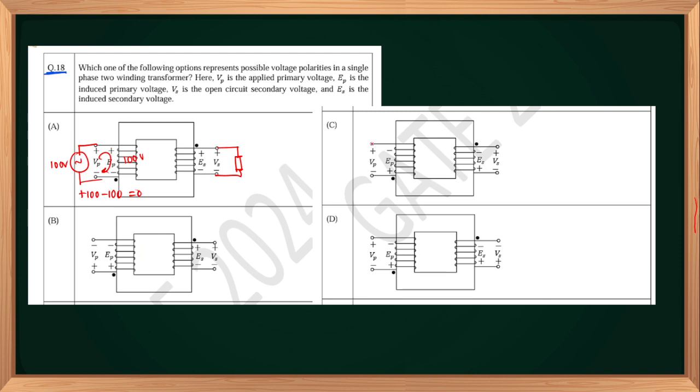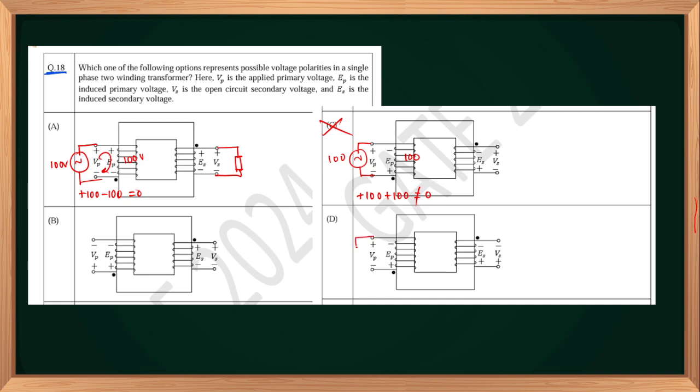You check with other options also. Whatever the applied voltage, if I am applying 100, Ep must be 100. So if I write KVL, plus 100 plus 100 is not equal to 0. So this is not satisfying KVL. So C is not going to be the correct answer.